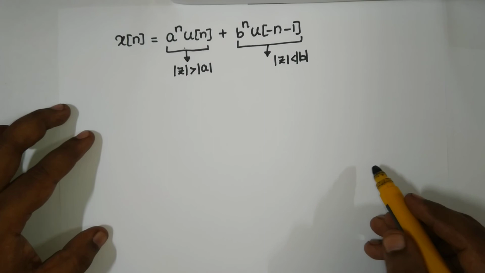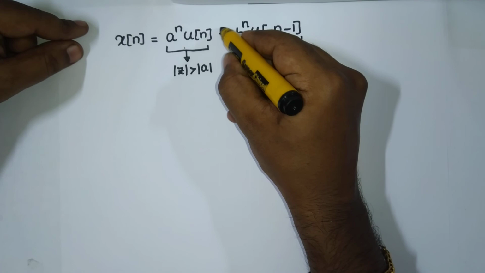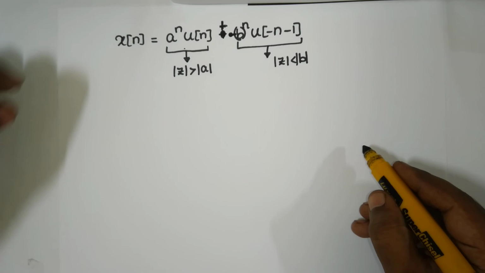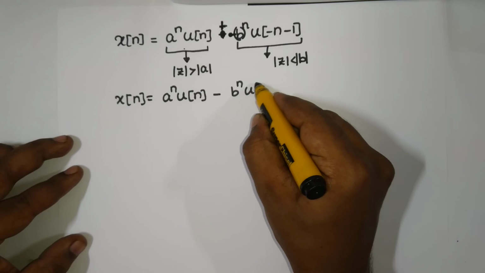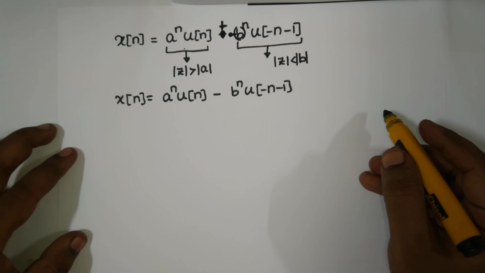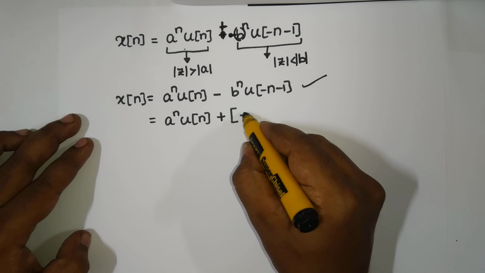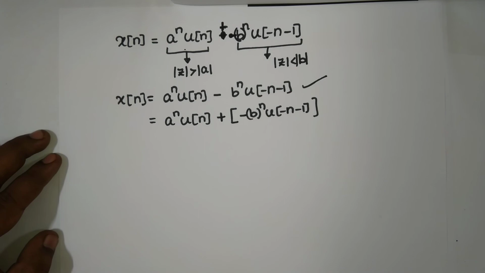Of course, this is plus. If it is minus, for example A power n u of n minus B power n u of n, I can write it like this. Whether the question is given as A power n u of n minus B power n u of minus n minus 1, or plus, there is no big problem. The same thing we can make into a standard form: plus, minus B power n u of minus n minus 1. So this standard form has a causal and an anti-causal part, and in either case we have the same answer.